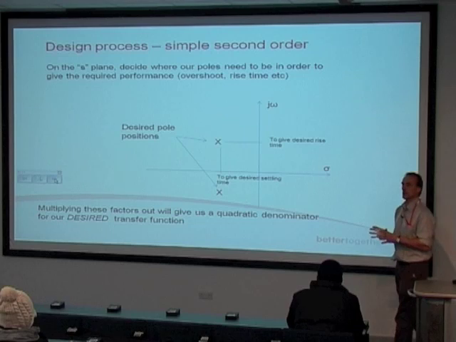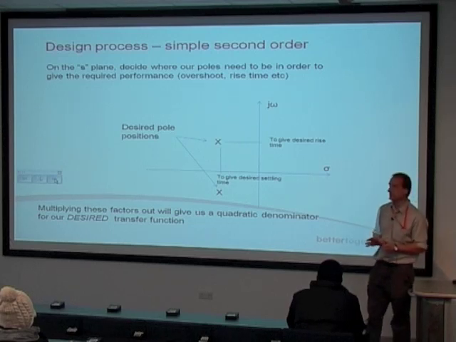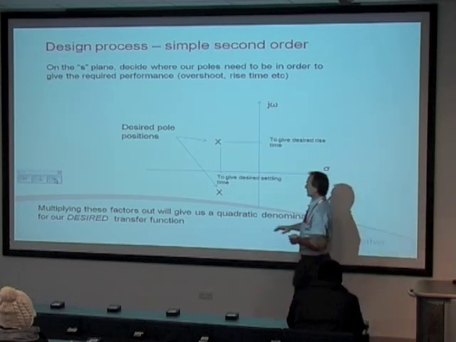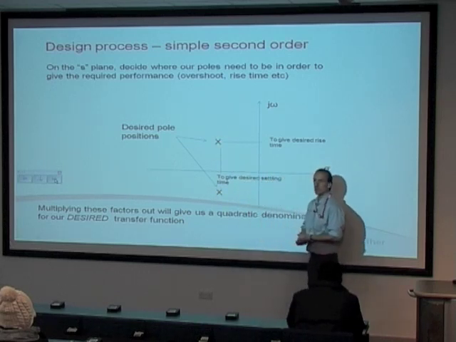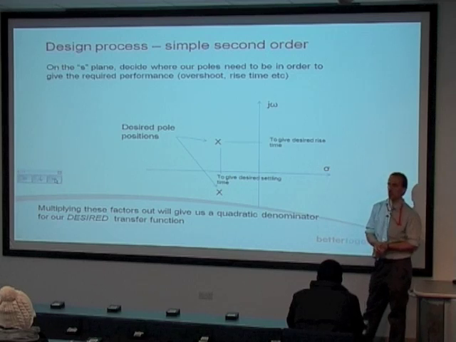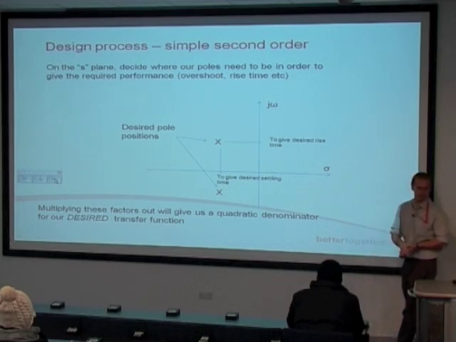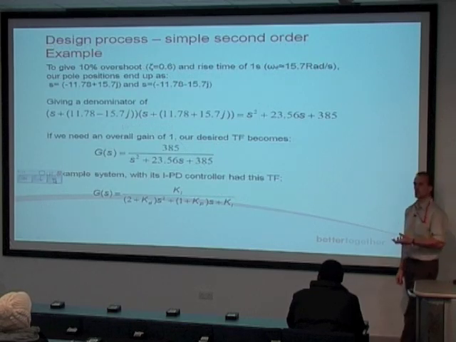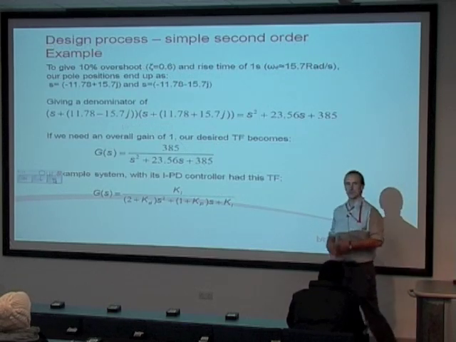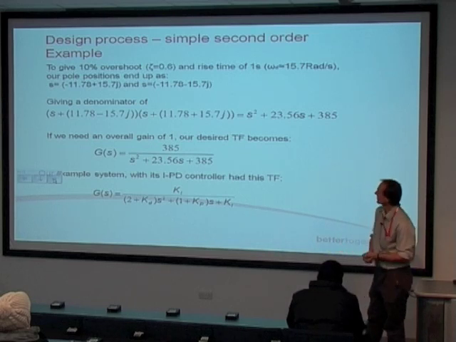Having identified the pole positions that you want, we've got 2 of them, S plus that and S plus that. If you multiply it out, you'll come up with a quadratic. And that quadratic represents the transfer function that we want. It's the desired transfer function.